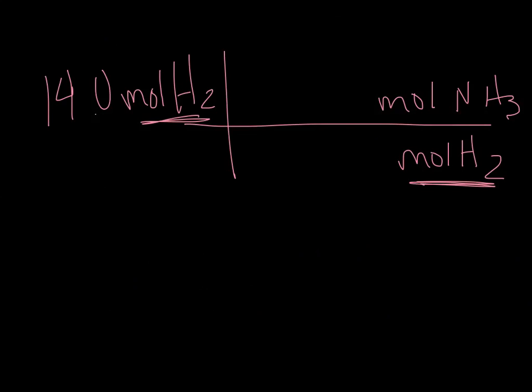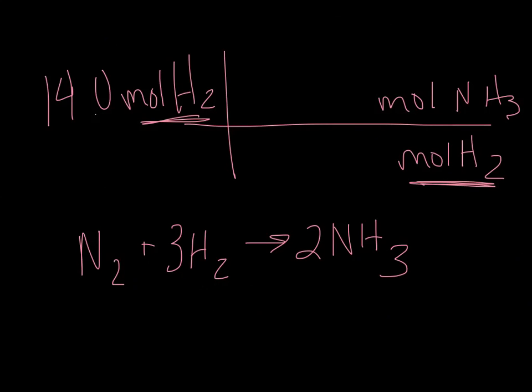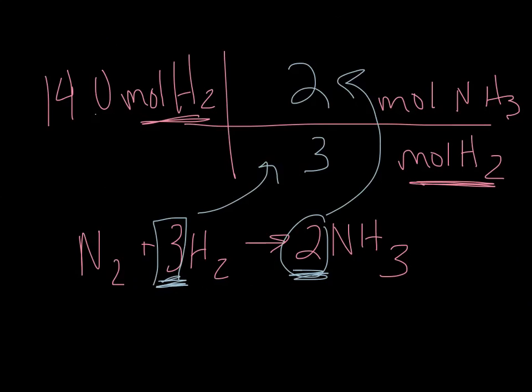Okay, from my balanced equation of N2 plus 3H2 yields 2NH3, I know that my molar ratio is 3 moles of hydrogen for every 2 moles of ammonia. So I put my 3 moles of hydrogen here to make a 3. I put my 2 moles of ammonia here, so there's 2. So to plug this in my calculator, I have 14 times 2 divided by 3.